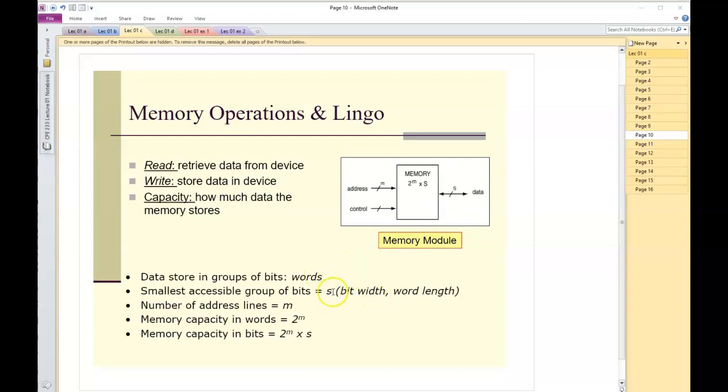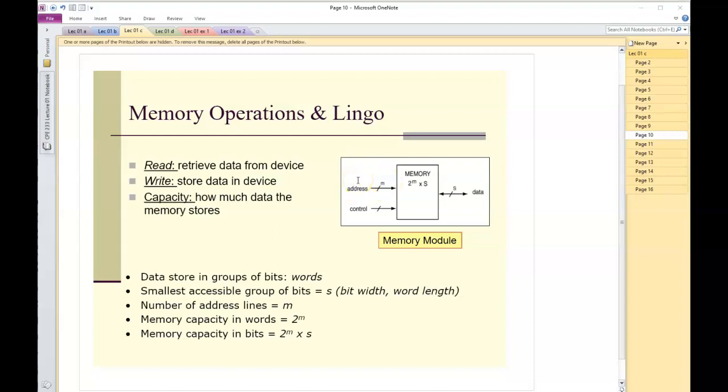So yeah, that's S right here. Okay, so this thing has address lines. Address lines form the address that gives me access to a specific piece of data. It has a special relationship.